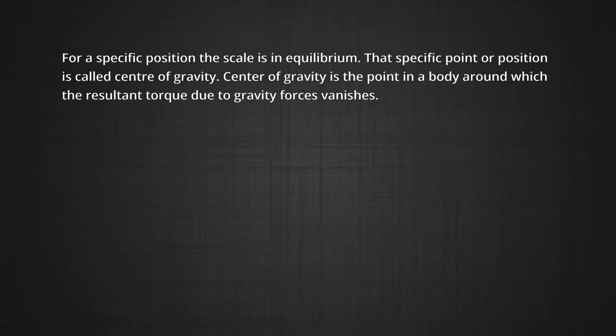That specific point or position is called center of gravity. So, we can say center of gravity is the point in a body around which the resultant torque due to gravity forces vanishes or becomes 0.